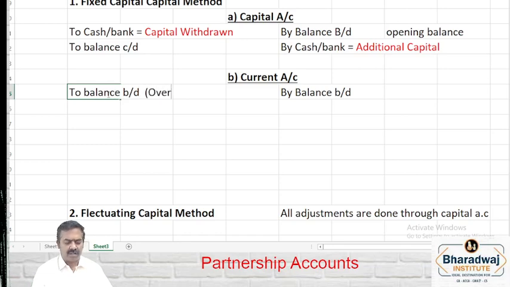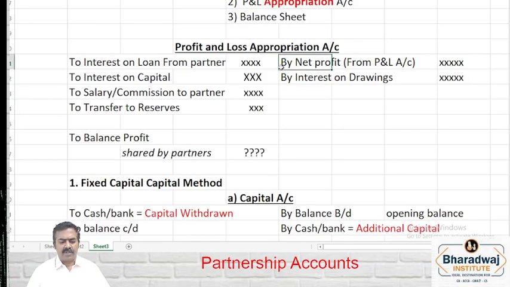When it is overdrawn, for example, her profit share is, let us assume, 5 lakhs. She withdrew during the year 5 lakh 50,000. Her profit share is only 5 lakhs, but she has taken 5 lakh 50,000. Now it will have which balance? Overdrawn balance. When the overdrawn balance is there, it will appear on which side? Debit side. Then all your current year workings will come in the current account.